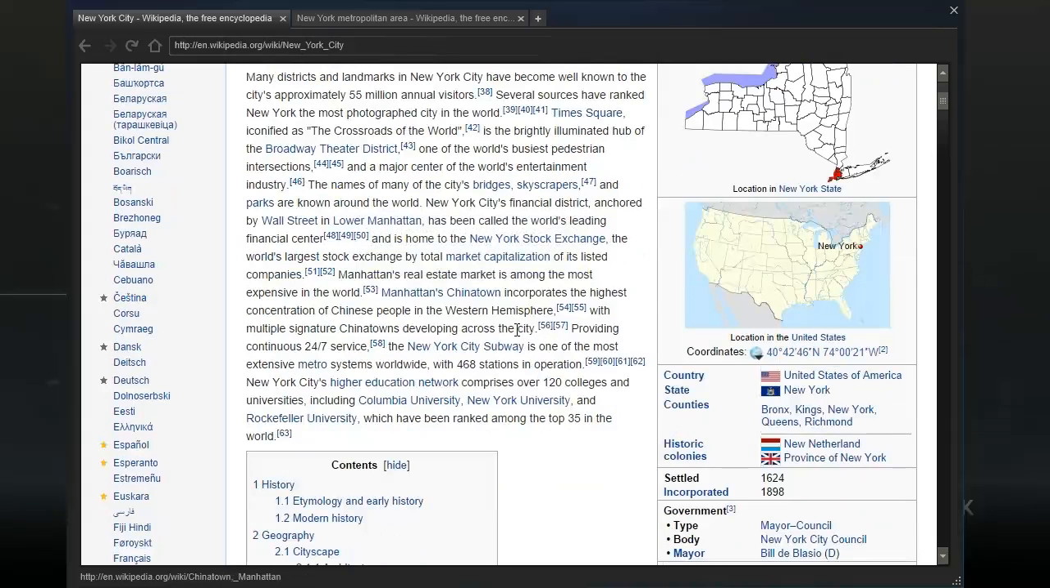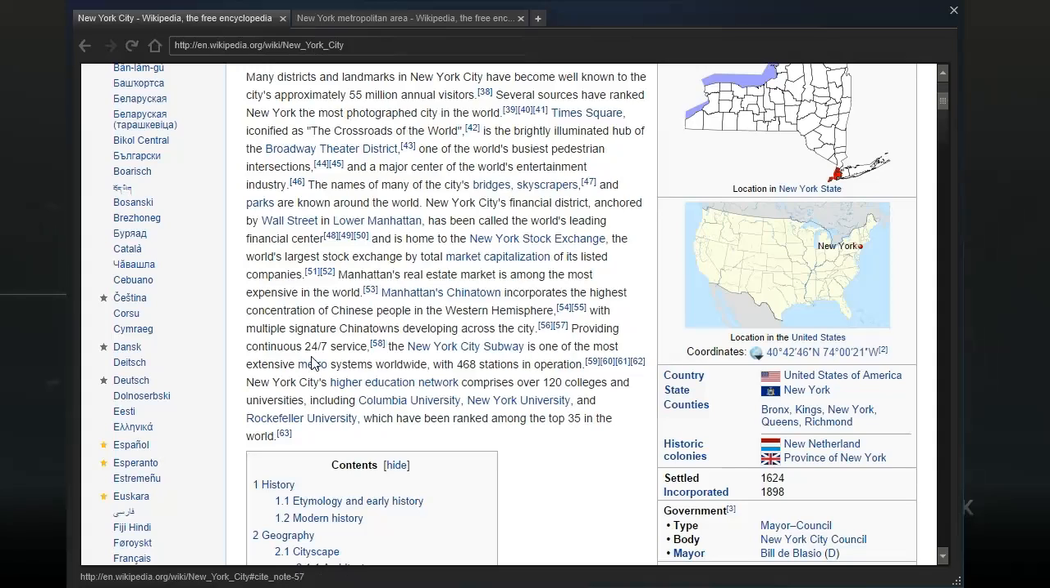Manhattan's real estate market is among the most expensive in the world. Manhattan's Chinatown incorporates the highest concentration of Chinese people in the Western Hemisphere. Basically, the most Chinese people in the world outside of China, pretty much. Well, not quite. Outside of Asia. With multiple signature Chinatowns developing across the city.